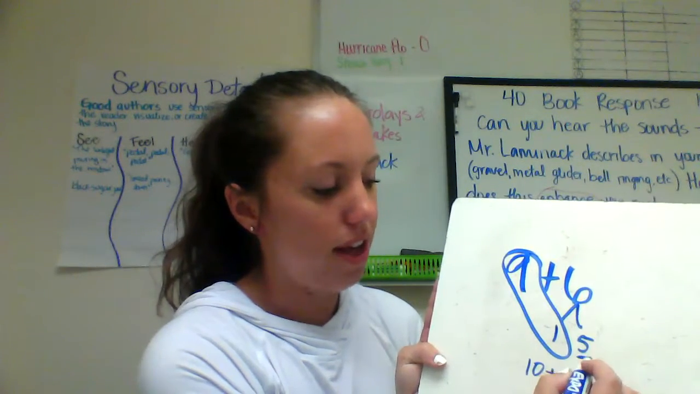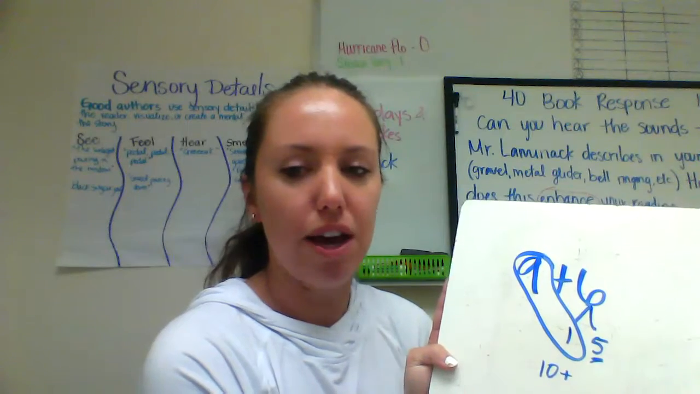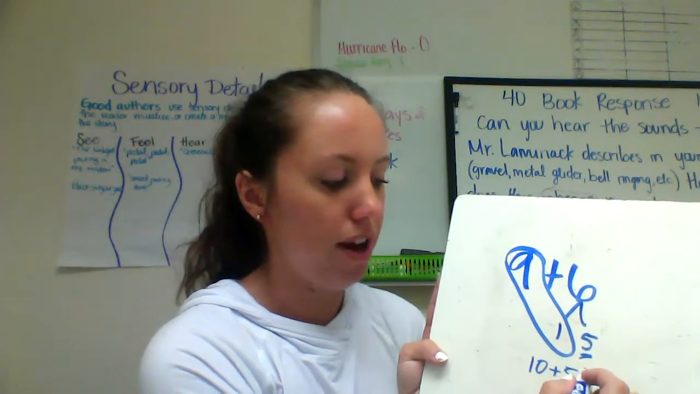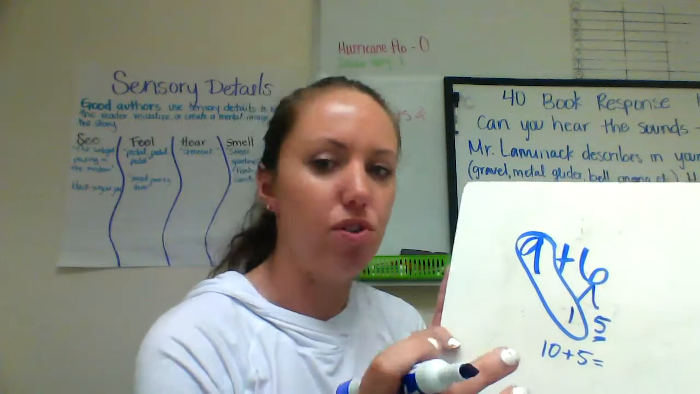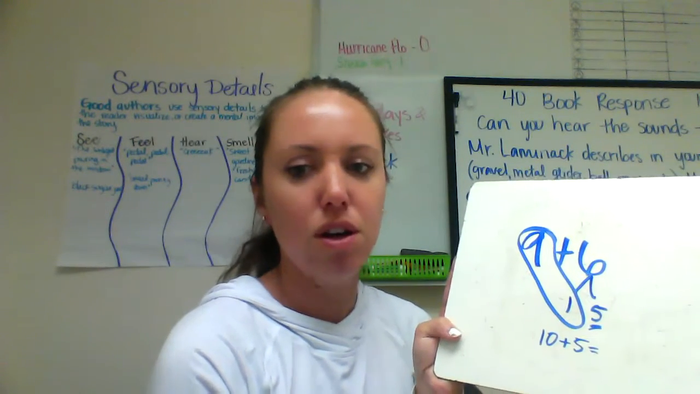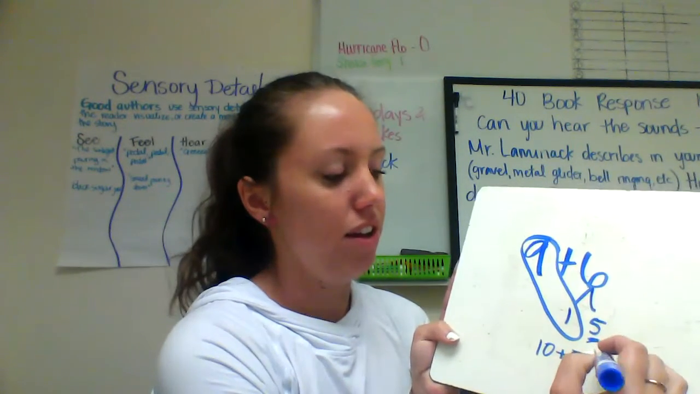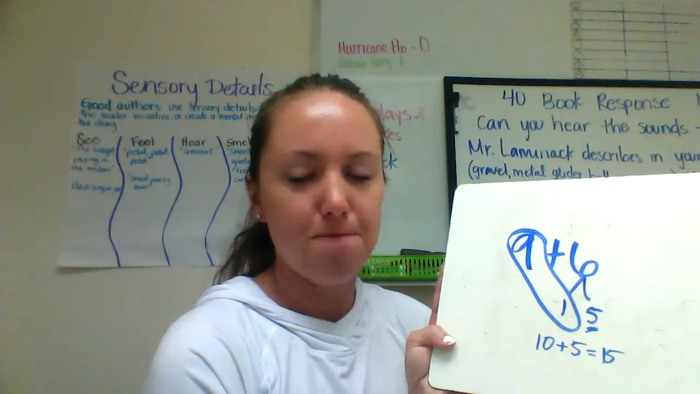From there, we can add whatever number we had left over, or digit we had left over from breaking apart from 6, which would be 5. So now my new equation, once I've rearranged my numbers, is 10 plus 5, which is a lot easier to do in our head than 9 plus 6.